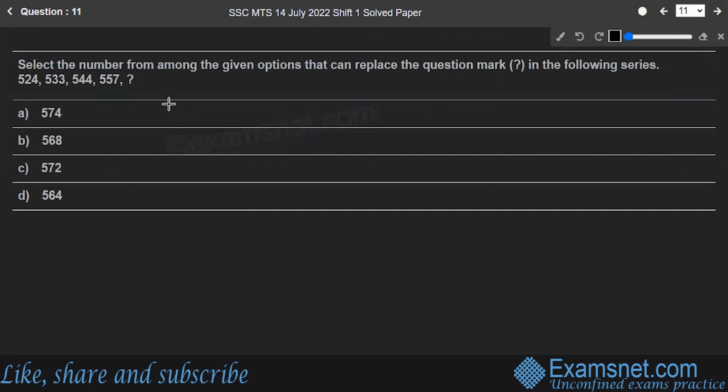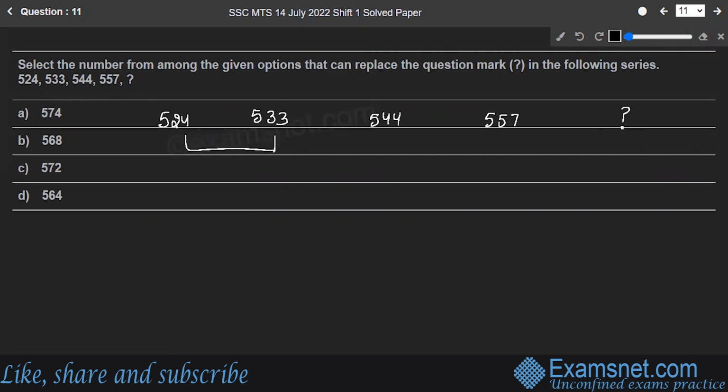This says select the number from the given options that can replace the question mark in the given series. 524, 533, 544, 557, and a question mark. In this question, first of all, you have to understand the pattern.